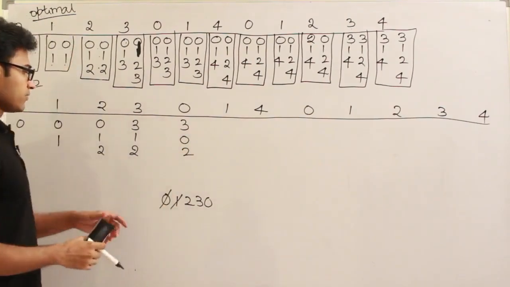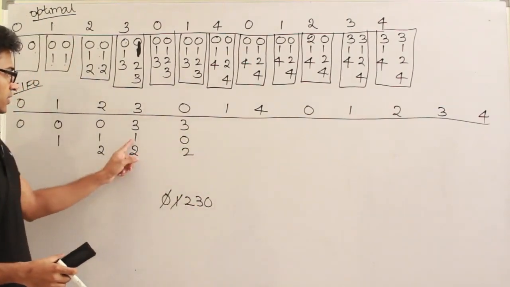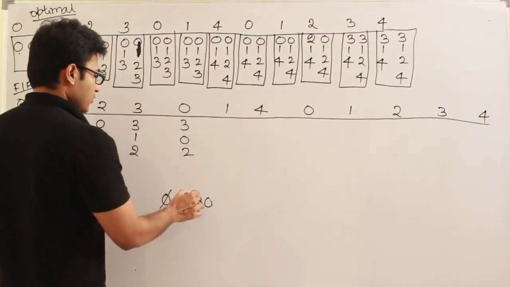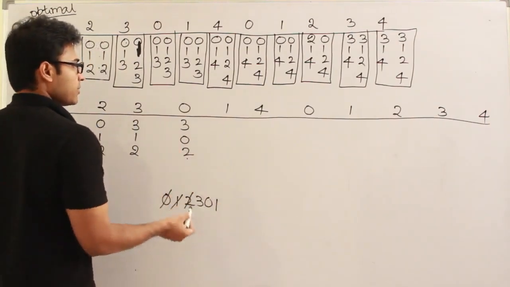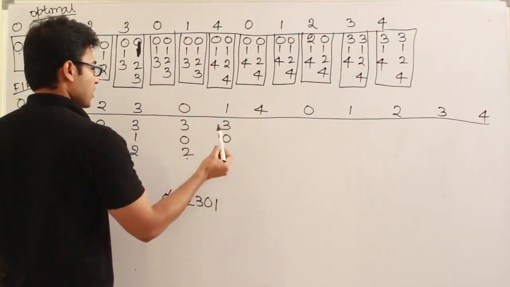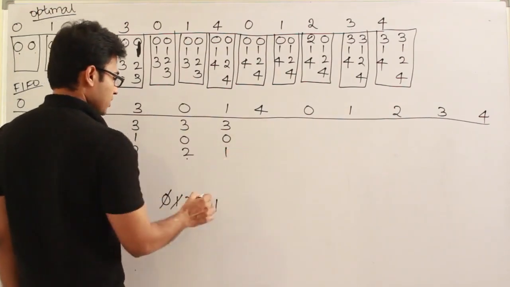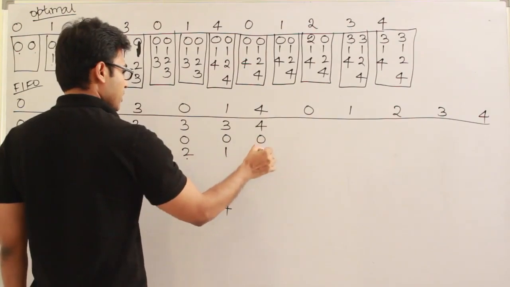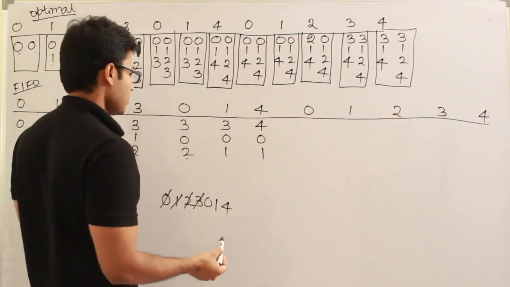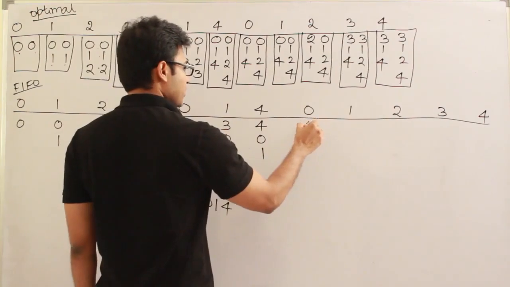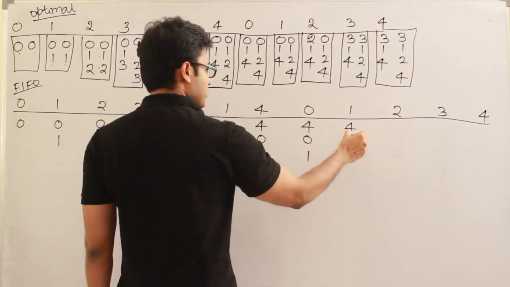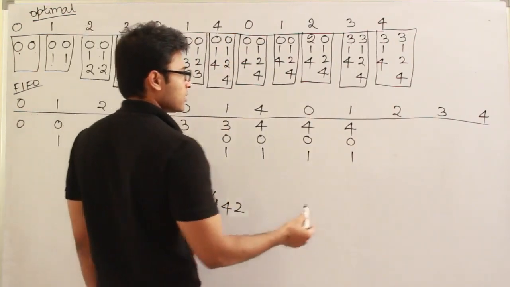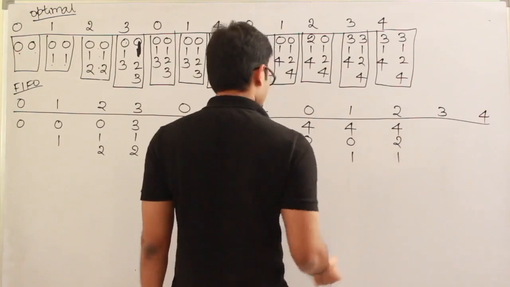Are you following it? When 1 is replaced, 0 is brought in. Next when 1 is referred, 2 will be replaced and 1 brought in, giving 3 0 1. When 4 is referred, 3 will be replaced and 4 brought in, so in the place of 3 I write 4. When 0 is referred again, it is already there, so no change. When 1 is referred, 1 is already there. When 2 is referred, 0 has to be replaced and 2 brought in, so I get 4 2 1.